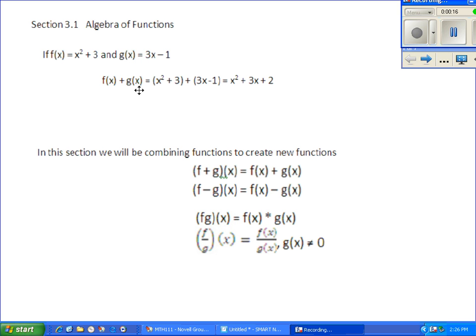If we add these two functions together, we can combine like terms, and what we get is a new third function. So this section is all about combining two functions together to create a new function. Notation: f plus g of x means f of x plus g of x. f subtract g of x is f of x subtract g of x. So it's pretty intuitive. We can multiply two functions together. We can divide two functions with the qualifier that we can't divide by 0, of course.